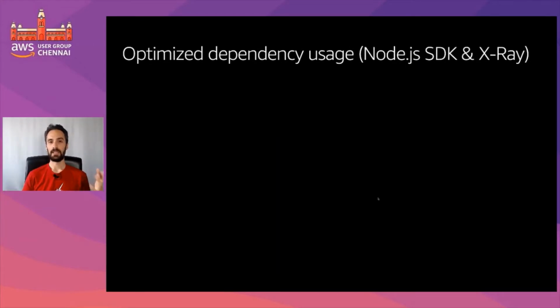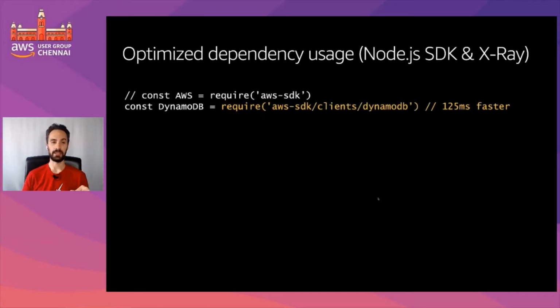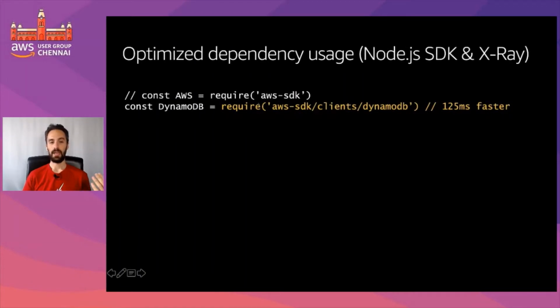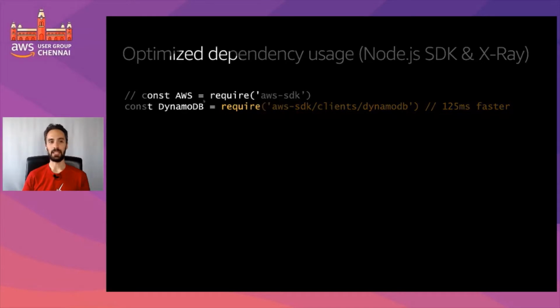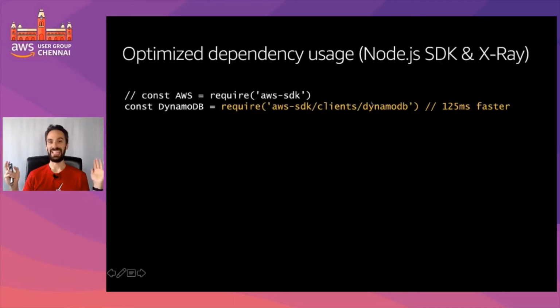This is some data that one of the AWS heroes, Yan Chui, found. I think he published an article a few months ago, maybe last year, about how to efficiently use the AWS SDK for Node.js. So for example, instead of importing the whole AWS SDK, if all you need is the DynamoDB client, you can just require the Dynamo client directly.